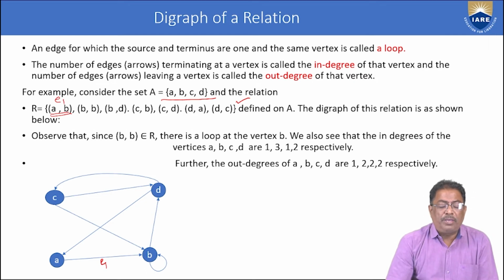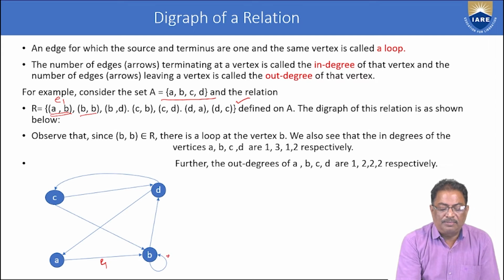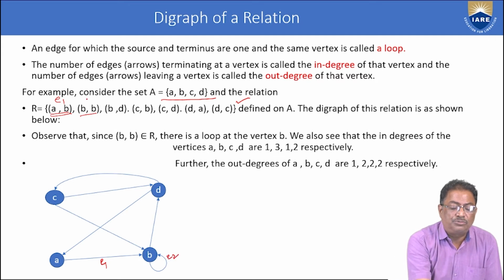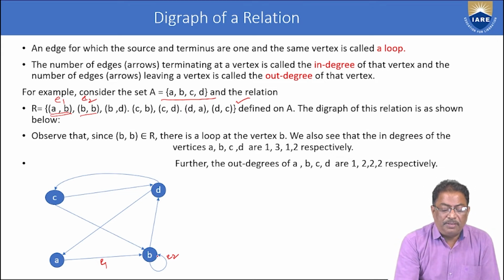And next, BB. Another one is BB. So, let us, I am just taking E2, edge E2. Next, BD. So, BD means this is the direction. See, the edge is starting from B and ending at D. So, let us solve.